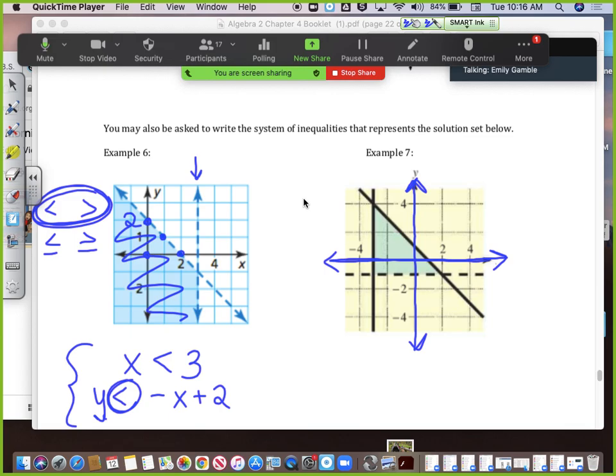All right, so let's go over example 7 together. It was hard for me to see the x and y axis, so I bolded this out in blue here. We have 3 inequalities. Let's start with the easy ones first, and then we'll do the most difficult one last. This one is going to have 3 separate inequalities in the system because there's 3 lines here.